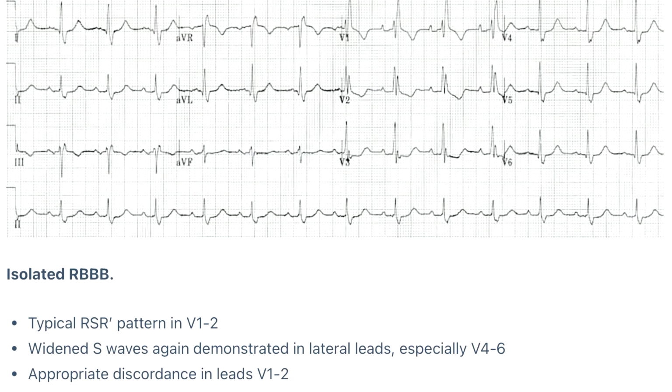If you look here again, you see the bunny rabbit ears, and you can see that it's wider than 120 milliseconds. And then if you go to V6 as well as lead 1, you're going to see that slurred S wave, and that's also classic for your right bundle branch block. And you have appropriate discordance.